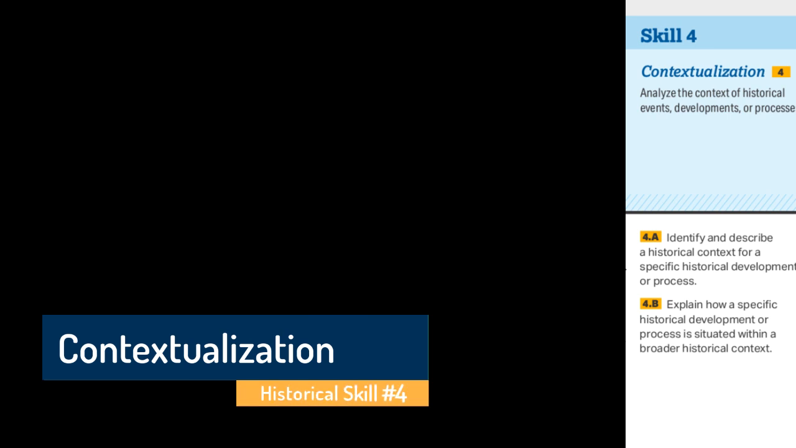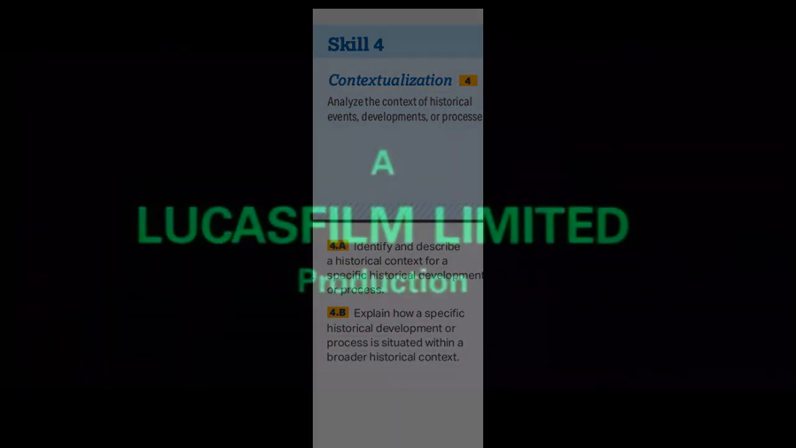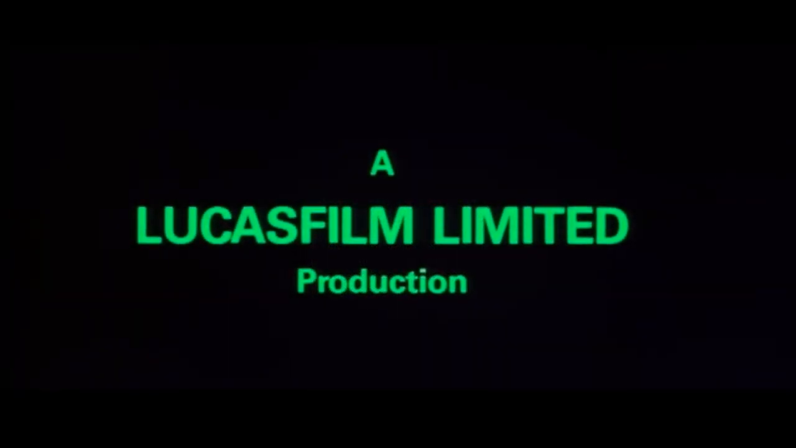Skill number 4 is contextualization. I always thought this would be the easiest for the students. Turns out it's pretty hard. So how do we explain contextualization? Contextualization is where we establish for the students a broad framework that helps to understand where their argument is going. My explanation I always give to the students is this.